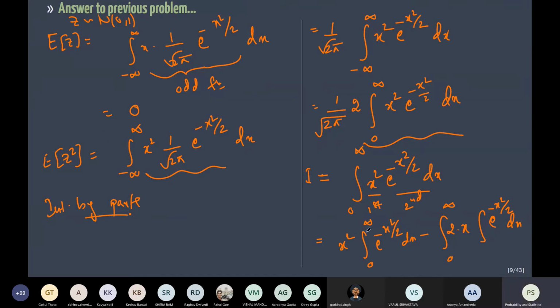This will come out to be how much? We have seen this before, right? So this is 1 by how much? Square root of 2 pi.